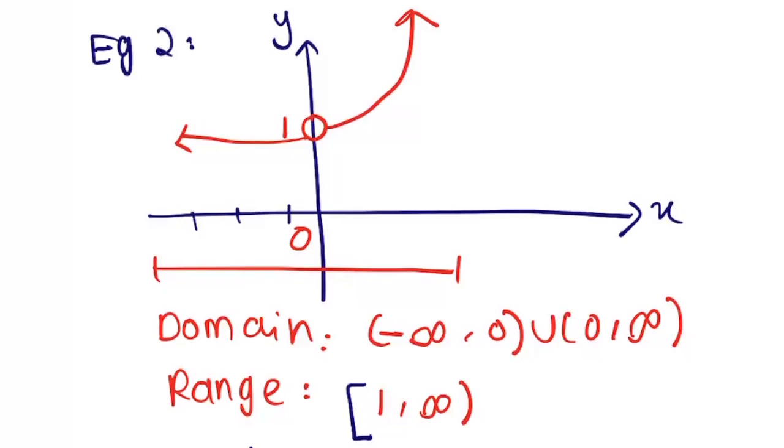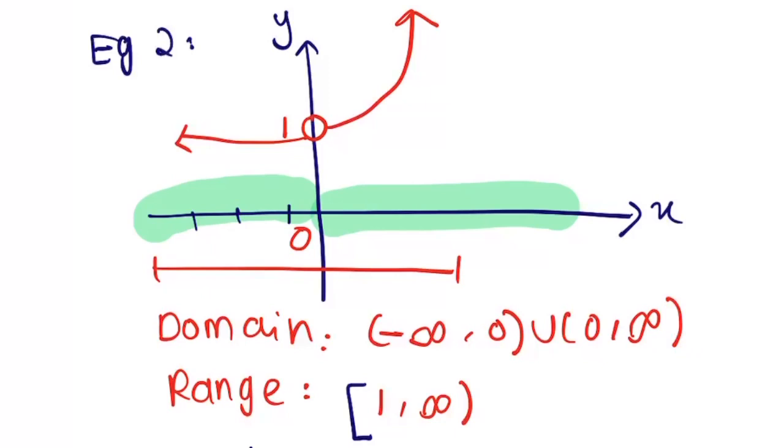Let's see the second question here. This is the graph. So we can see that our x-axis takes along this number here, but you must stop a bit at 0 and then continue again up until infinity. So your domain is minus infinity until 0, not included, union 0 until infinity.